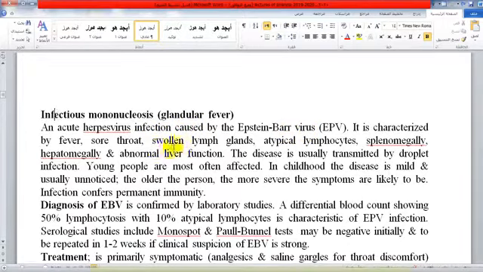The disease is usually transmitted by droplet infection. Young people are most often affected. In childhood, the disease is mild and usually unnoticed. The older the person, the more severe the symptoms are likely to be. Infection confers permanent immunity.